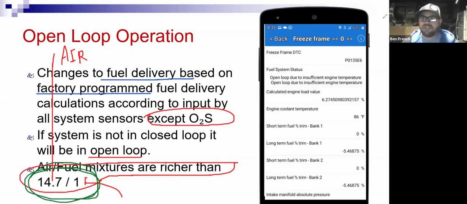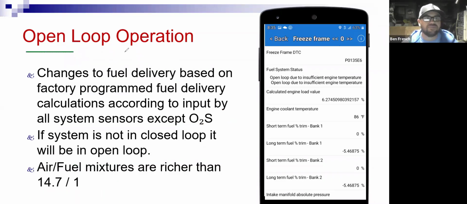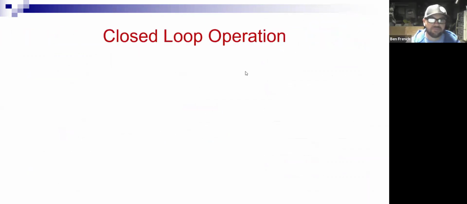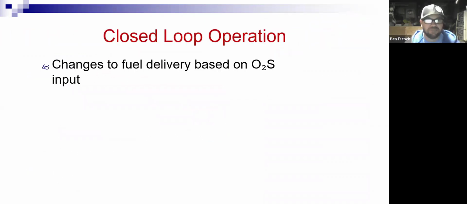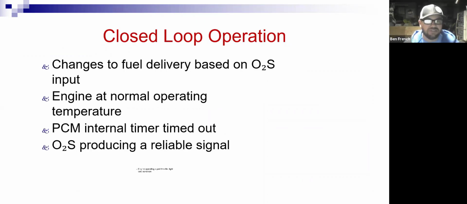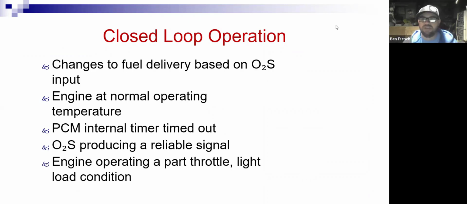All right. So when we're in open loop, we're not looking at the O2 sensors. We're looking at all the other sensors on the engine and doing our best guess. So what's different when we go to closed loop? When we go to closed loop, now we're looking at the O2 sensor. So what do we need to go into closed loop? Well, we need these things right here.